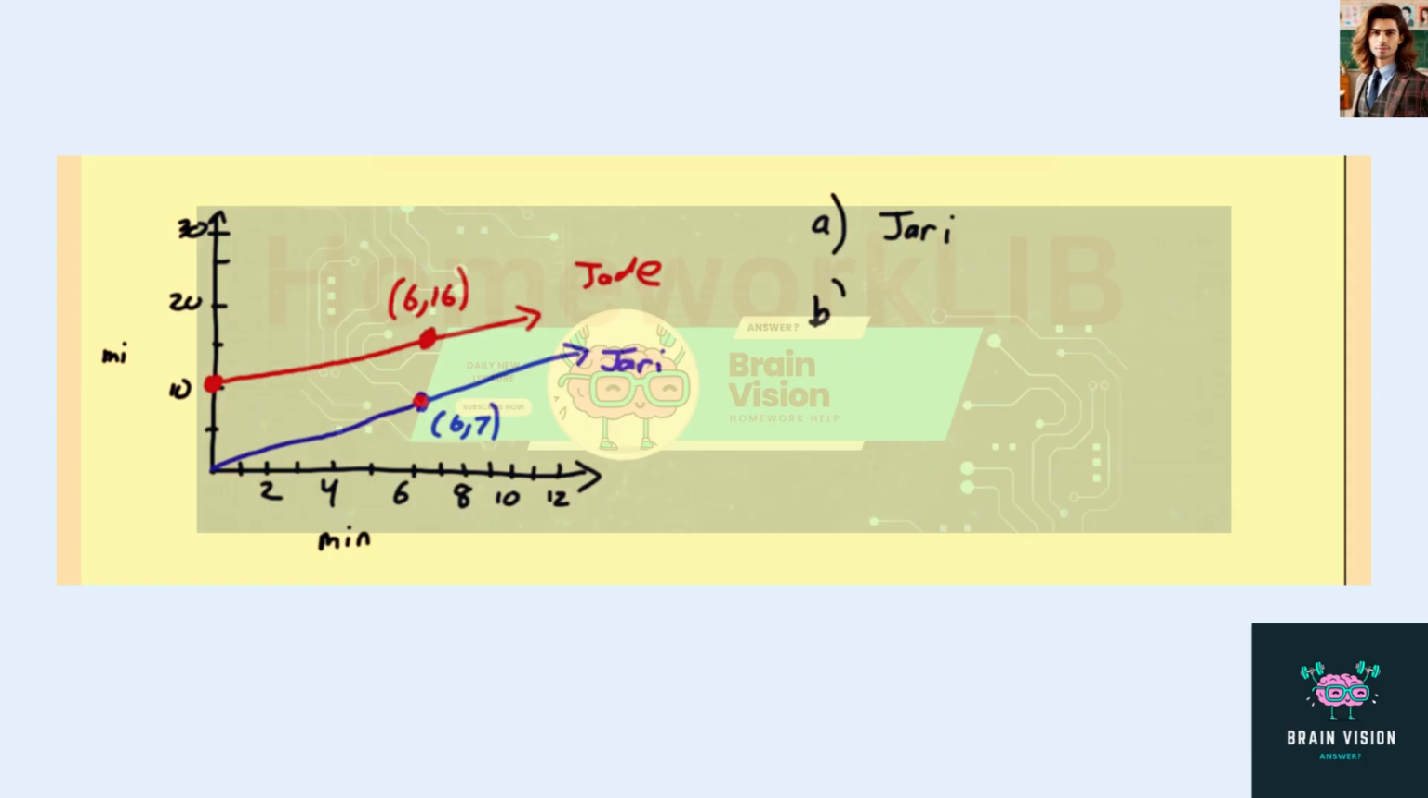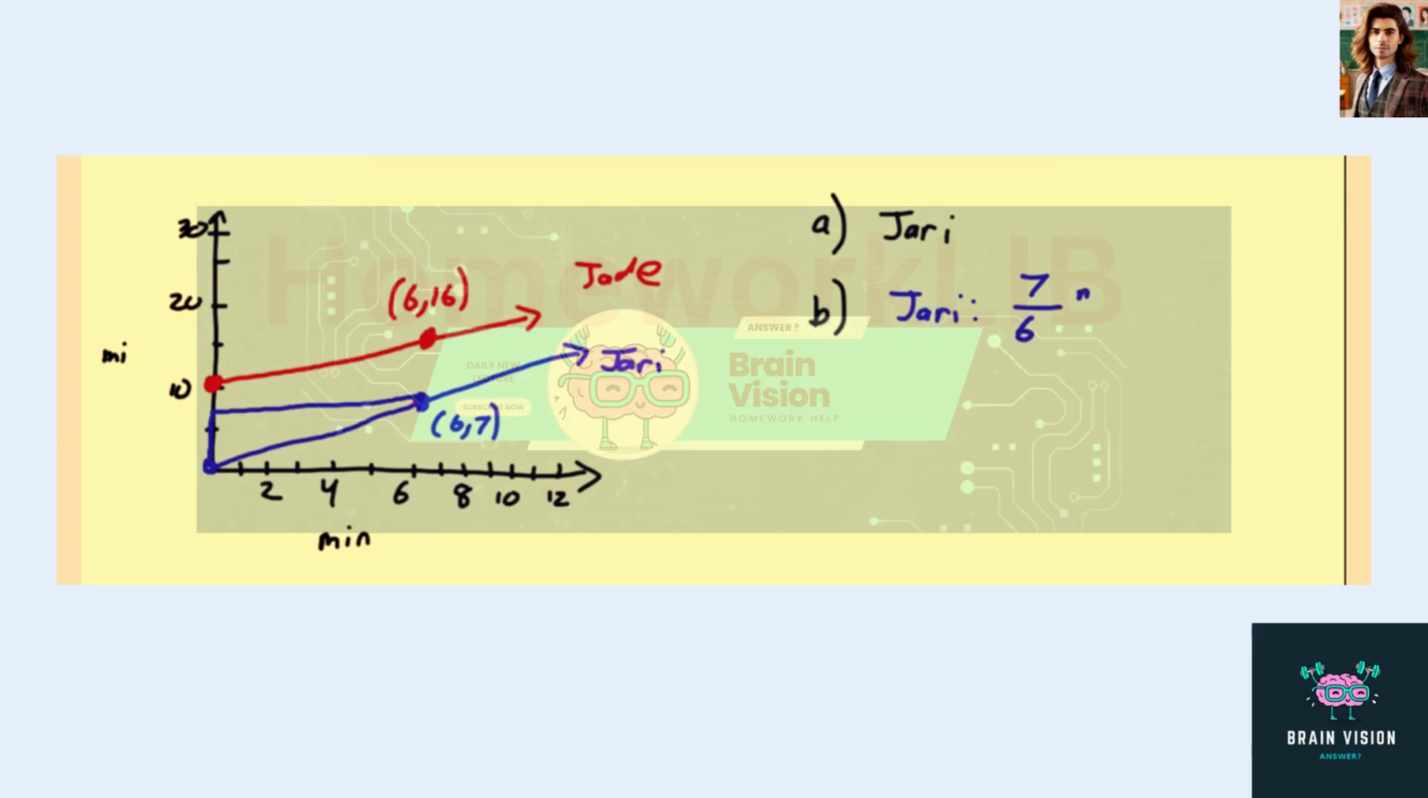Okay, now for part B, we want to find the speed at which each of them is driving. Well, remember, the speed is going to be the rate of change. And to find rate of change, we just have to find the slope. So we're just going to find the slope of each of these lines. To do this, we can use rise over run. So I'm going to start with Jari. So we're starting at the origin. So to get to the ordered pair 6, 7, we'd have to go up 7 units and over 6 units. So it'd be 7 over 6.